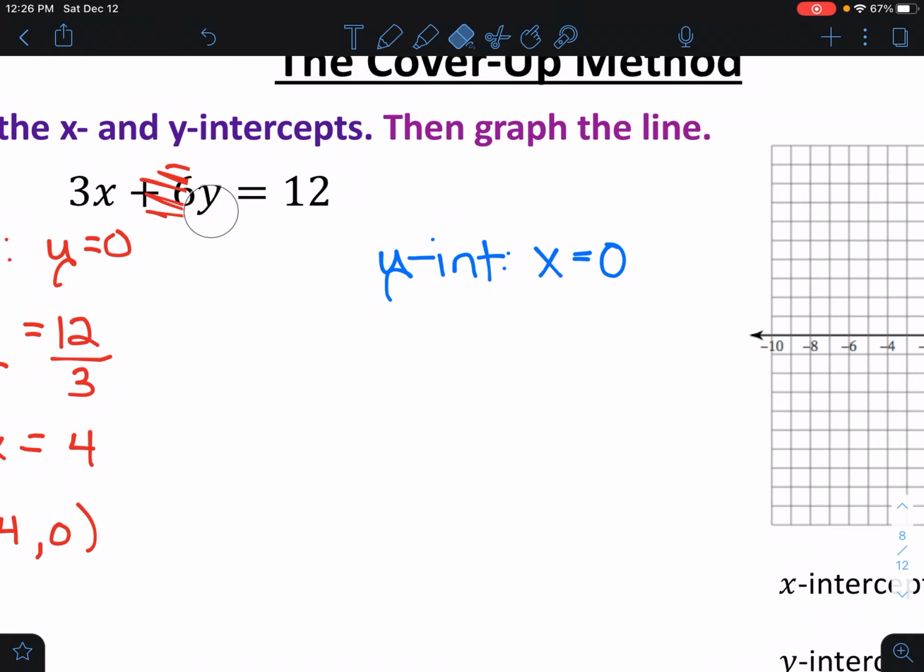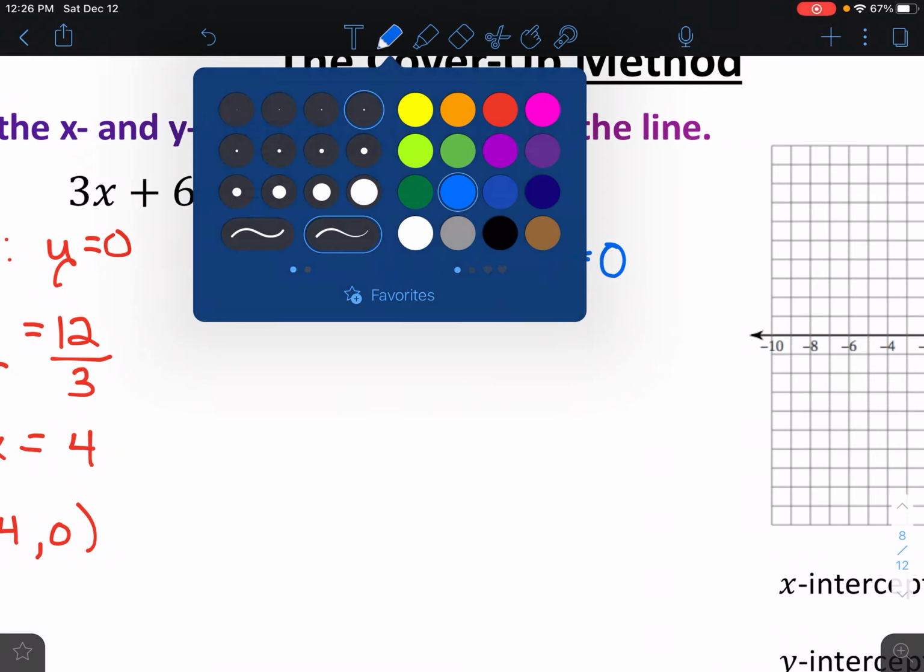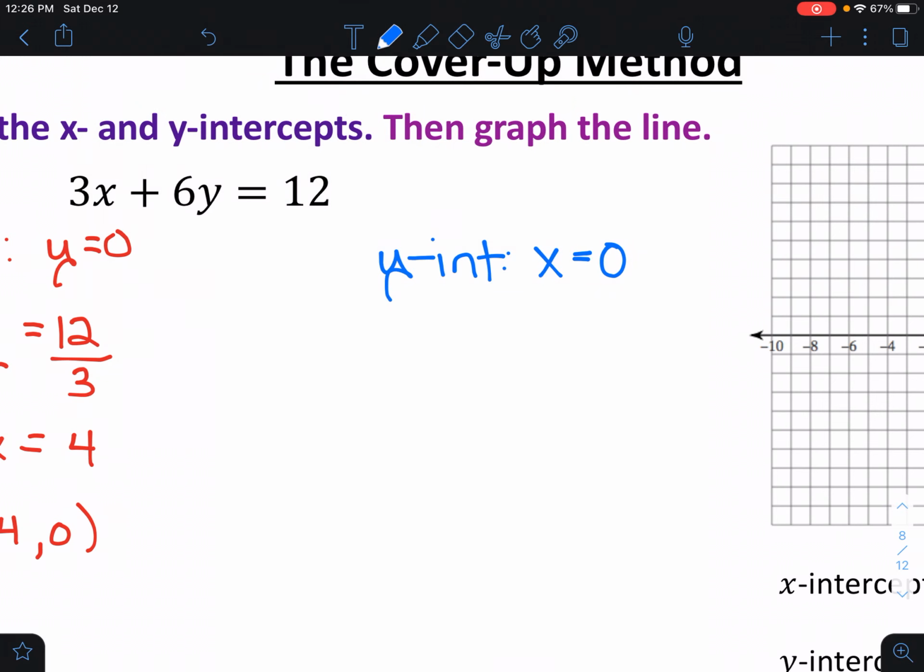So I'm going to erase this so we can see a little bit better. Okay, so this time we're going to do the y-intercept. We're putting a 0 in for x, a 0 right here. When we do that, we're going to have 3 times 0. This will disappear, or be 0, right? And that's nothing. So what do I have left? I have a positive 6y, so I'm going to write 6y equals 12.